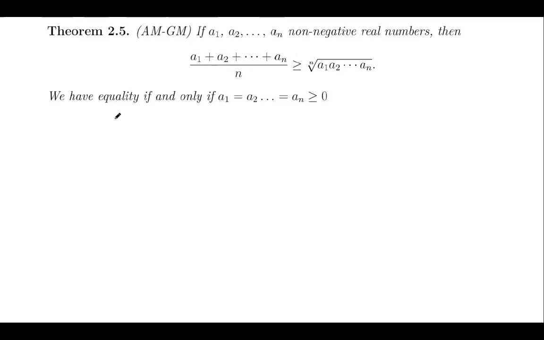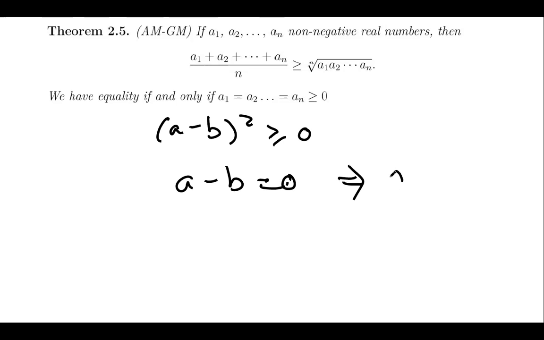So like we saw in the two variable form, we started with a minus b squared is greater than or equal to 0. And this is only equal to 0 when a minus b equals 0, or in other words, a equals b. So equality will only happen when all the variables are the same. And the proof of this, we're not going to show it today, but if you're interested, you can try for yourself or look it up online.